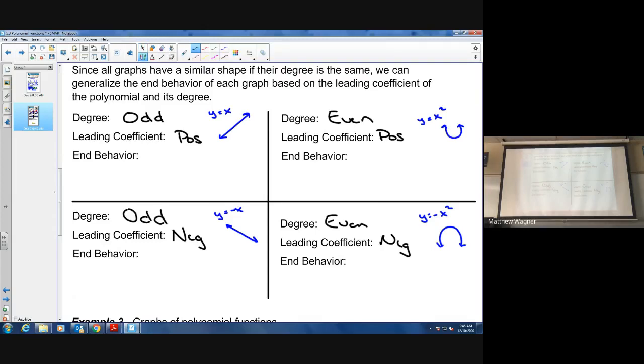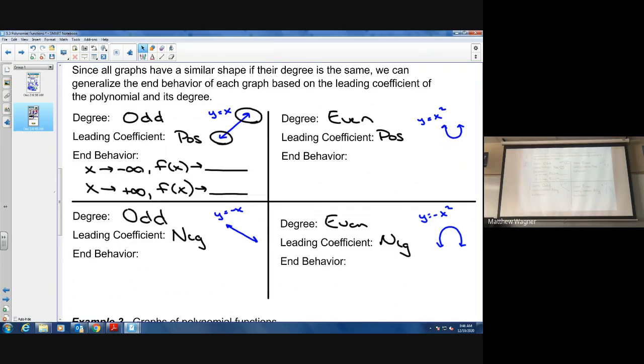And our end behavior is what's happening on the left side of my graph and what's happening on the right side of my graph. So as my x goes to negative infinity, that means as my x values go to the left, what is happening to my function? Is it going up or is it going down? You also want to state, as your function goes to the right, what's happening to your function's value? Is it going up or down?